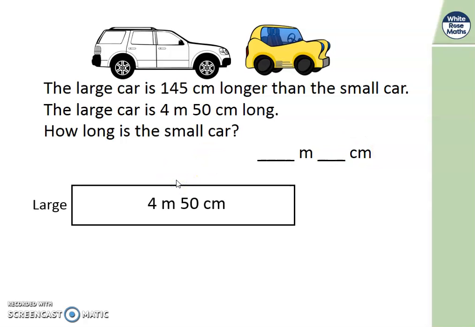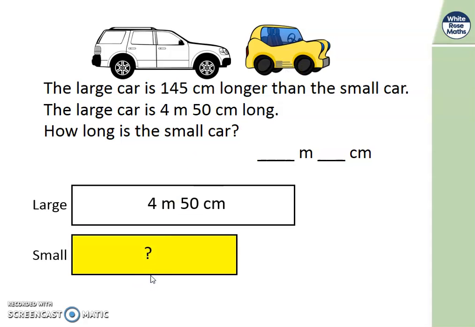Let's use a bar model to represent it. So the large car is 4 meters and 50 centimeters. And we know that the small car's smaller, so we can represent it like this. It's got to be smaller in this bar. And we know that the difference between them is 145 centimeters. So we put that there.